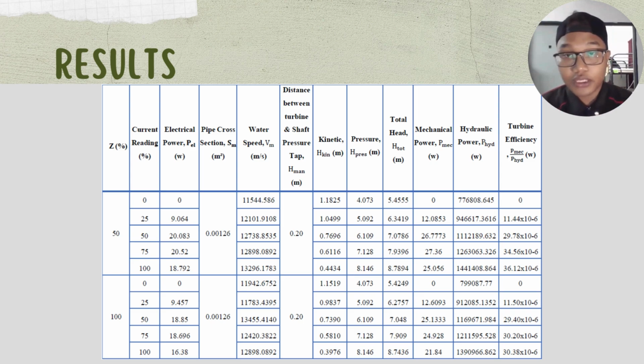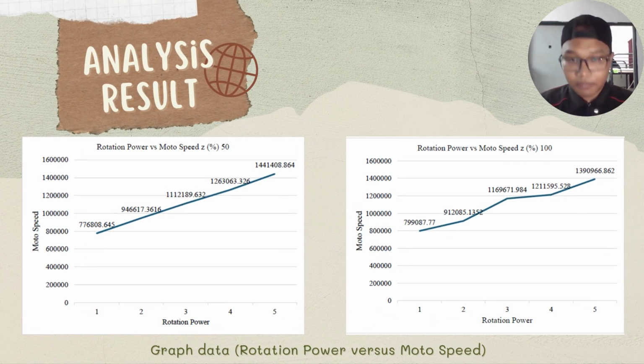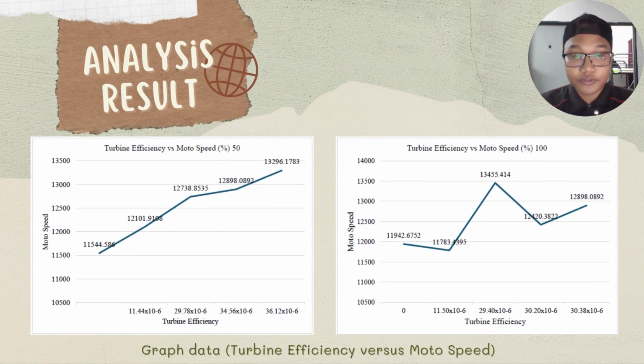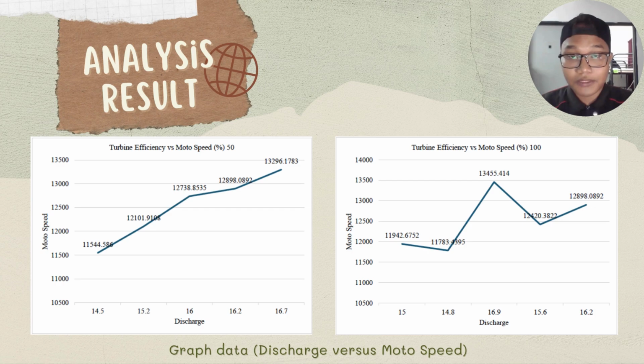After that, we make a few calculations to get water speed, kinetic, pressure, total head, mechanical power, hydraulic power, and turbine efficiency. After that, we make a graph referring to the table that we made. As we can see, the first graph is rotation versus motor speed. The second graph is turbine efficiency versus motor speed. And the last one is discharge versus motor speed.